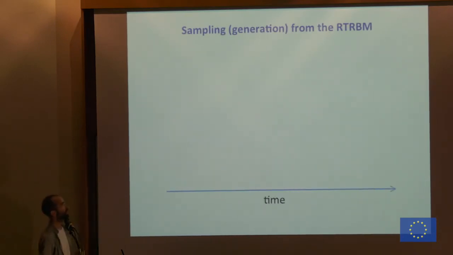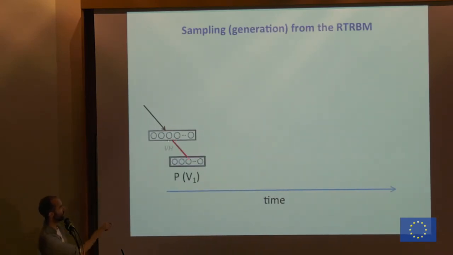We can also generate from these models. So in order to do sampling, what we do is start from an initial state, and we use the visible to hidden connections to generate the first element of the sequence.